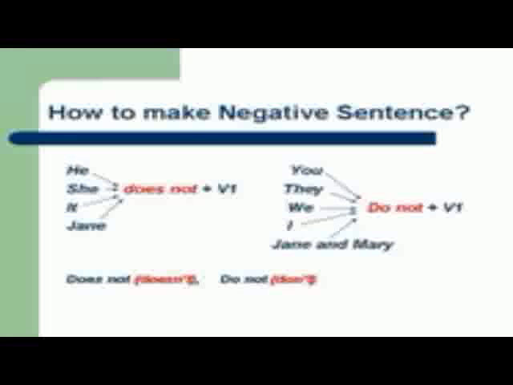And while making negative sentences with the pronouns you, they, we, and I, we will use do not and the first form of verb. So while making negative sentences of present indefinite tense, we will use does not or do not. Clear?